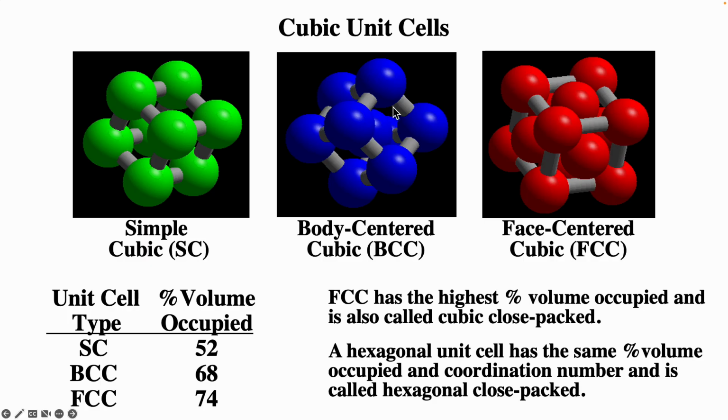And so we have these 3 cubic unit cells. For the simple cubic, only about 52% of the volume is actually occupied. It's a very inefficient way of packing. For the body-centered cubic, it's 68. For the face-centered cubic, it's actually 74. And so that's the most efficient way of packing. Now, if you think about it, the more efficient the packing, the closer the particles should be, and the stronger the intermolecular forces should be.